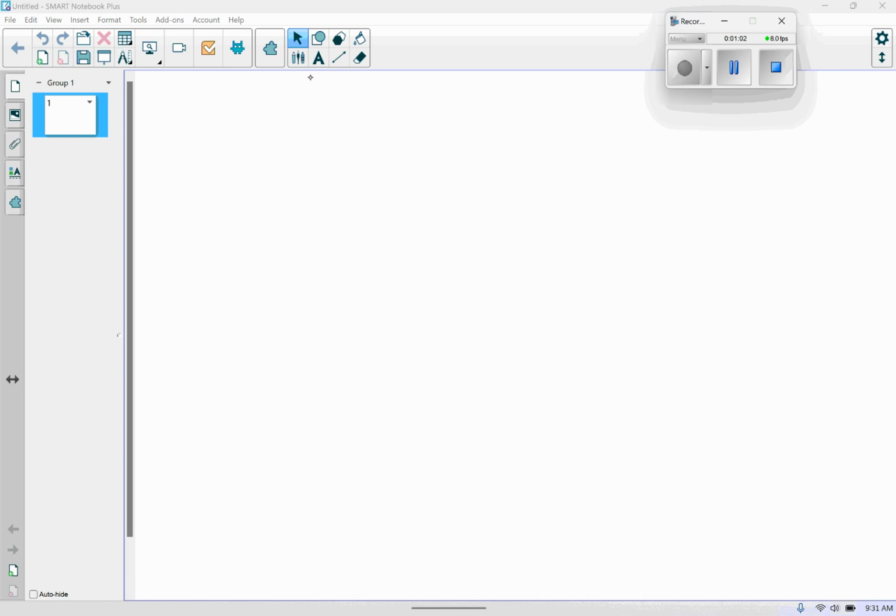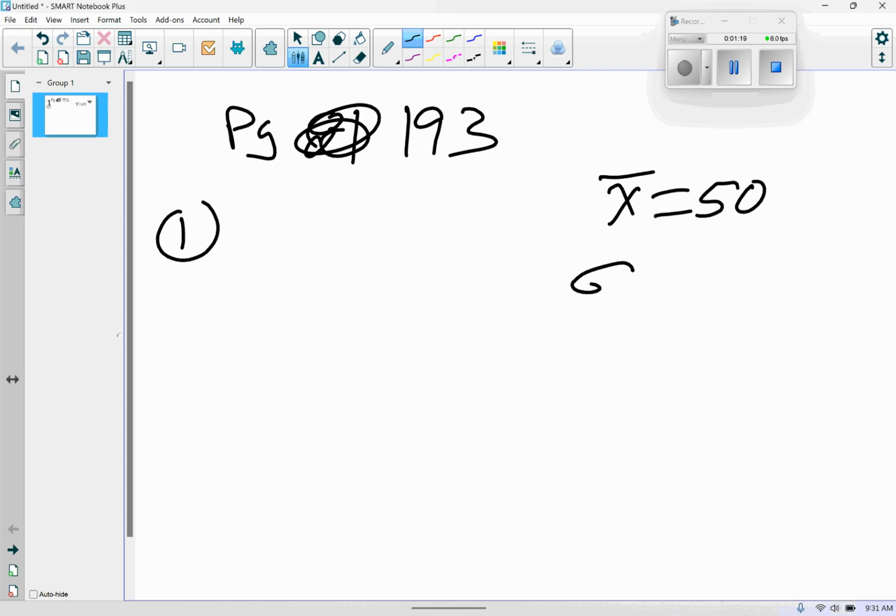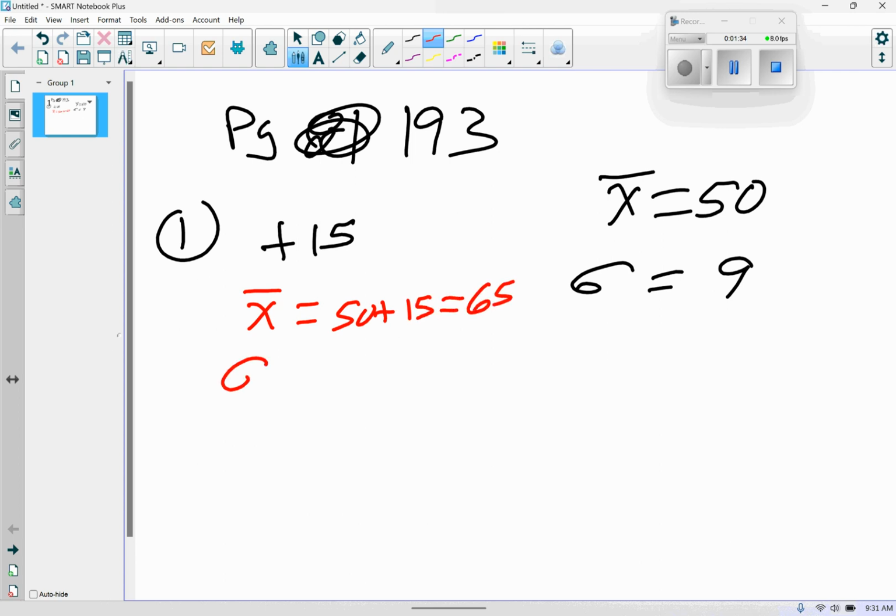All right, so problem number 1. What page are we on? 193, okay. So they tell us we originally have a mean of 50 and a standard deviation of 9. If we add 15 to the data set, this changes our new mean to 65, and it keeps my standard deviation the exact same. So if you add or subtract, standard deviation doesn't change. Just the mean would change in this case.